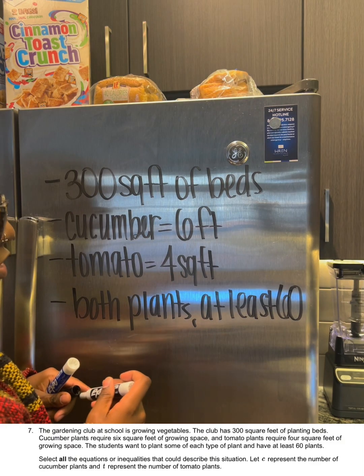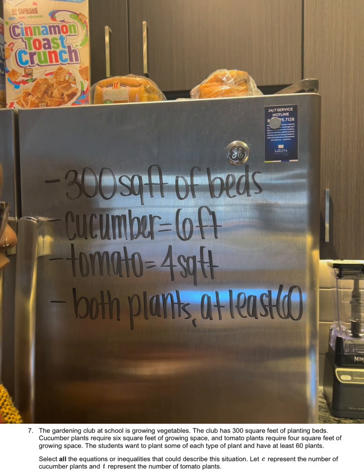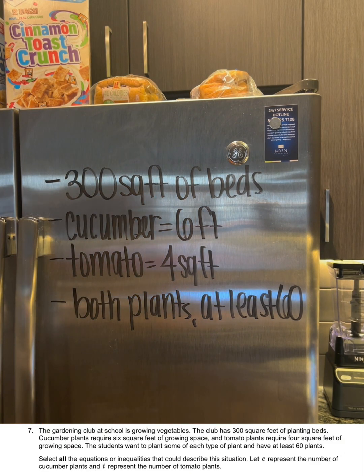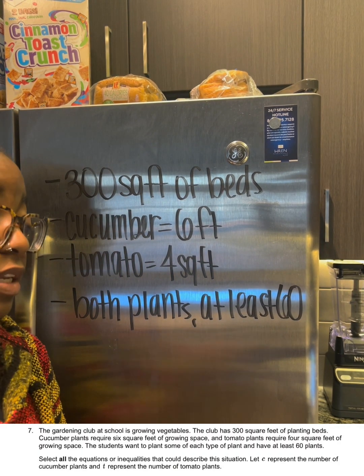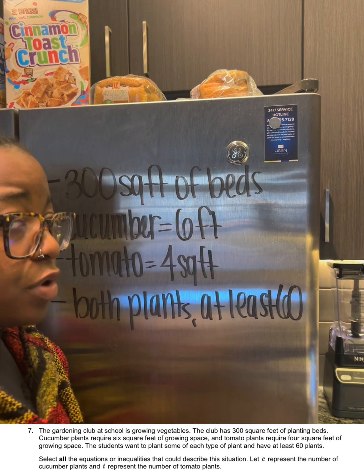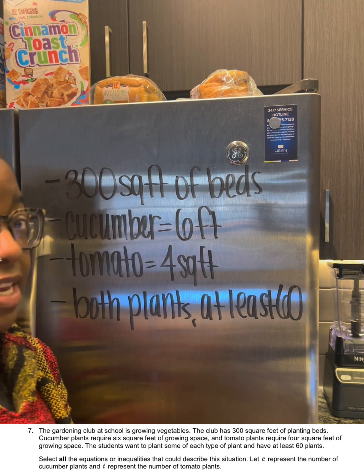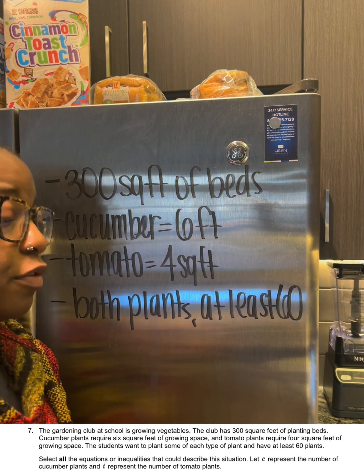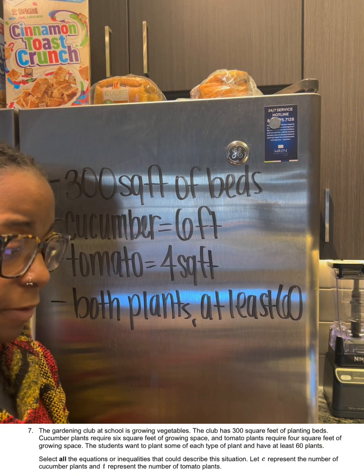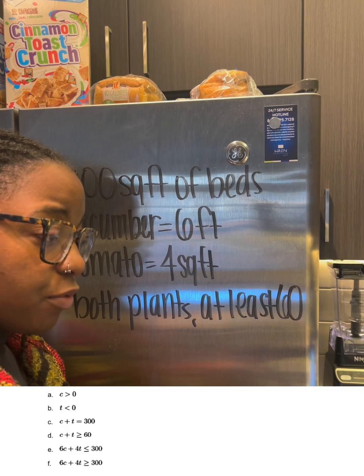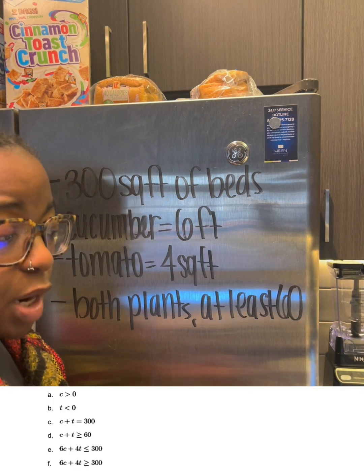Select all the equations or inequalities that could describe this situation. Let C represent the number. That's an important part right there. Let C represent the number of cucumber plants. That's not the space for the cucumber plants. That's the number of cucumber plants. And T represent the number of tomato plants. So let's go through each one. We already know that C represents the number of cucumber plants.